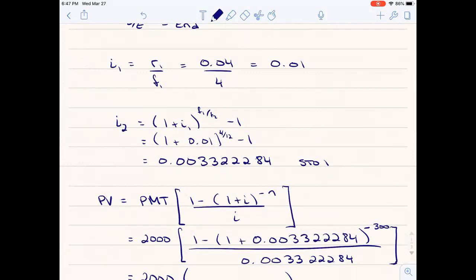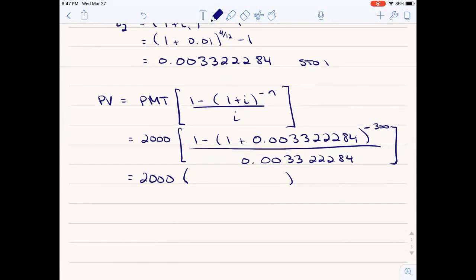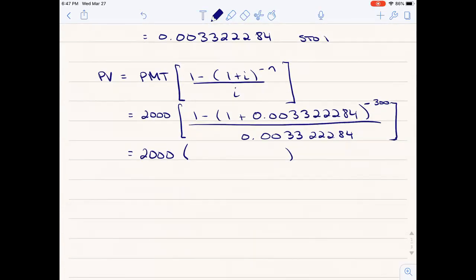0.01 plus 1 to the power of 4 divided by 12 minus 1. Store in 1. There we go. Plus 1 to the power of 300 negative. Oops. 1 minus that. Divide by recall 1. I still get 189. Not sure why.